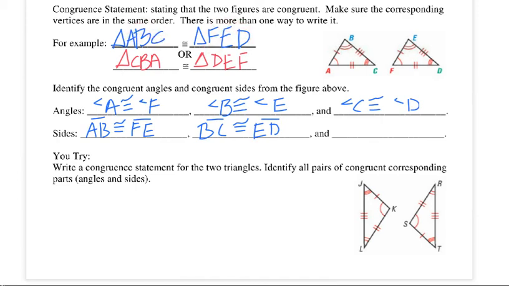So next I would like you to do the same thing with these two triangles down below. I want you to write a congruent statement, stating which two triangles are congruent, and then I want you to pair up all the sides that are congruent and all the angles that are congruent.